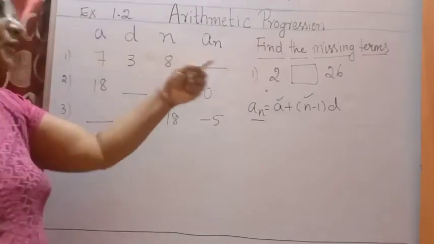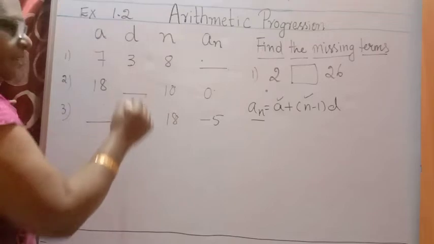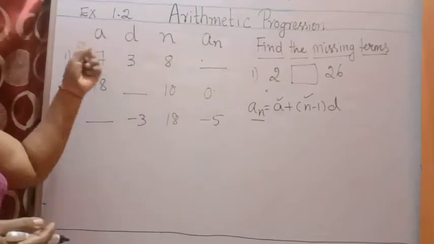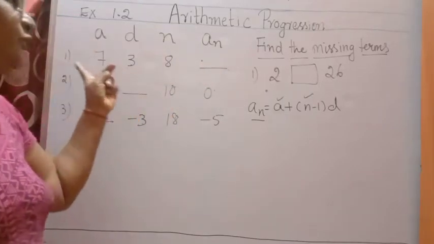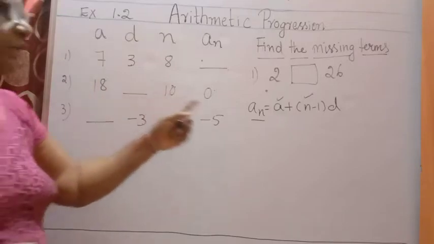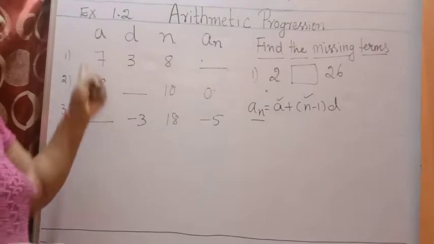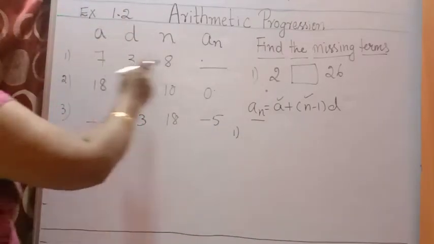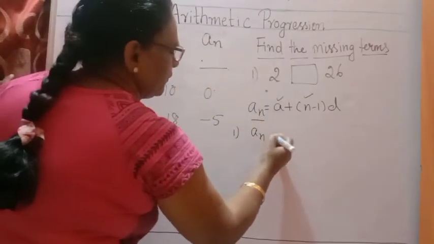Here they have given a table with the values of a, d, n and an. In each row, out of the 4 entities, they have given the value of only 3. You have to find the fourth one. You can easily use this formula and find the value. Let us take up the first one and substitute the values. an is not known, so keep it as it is.